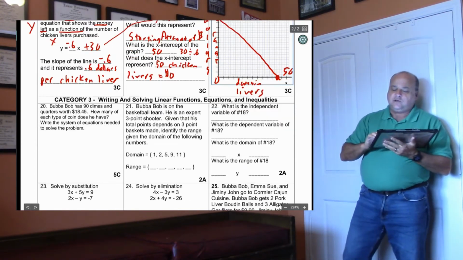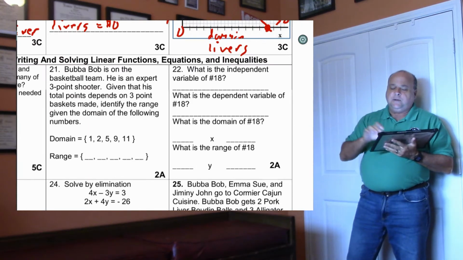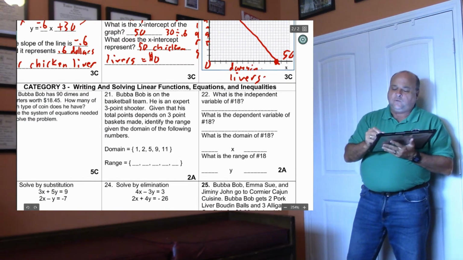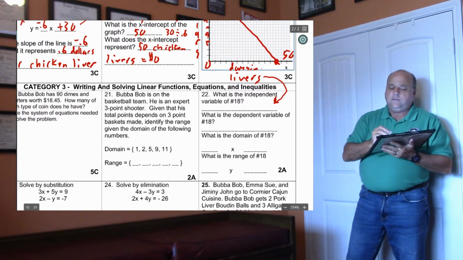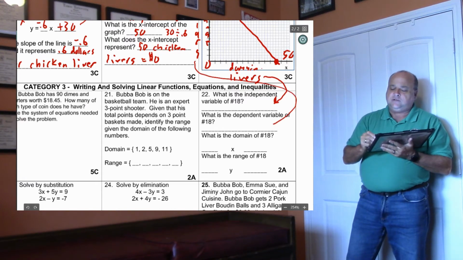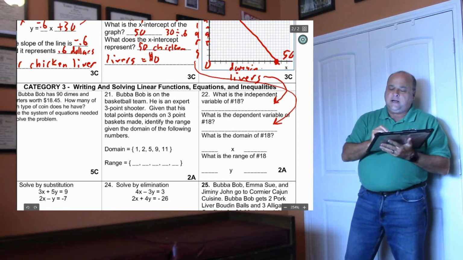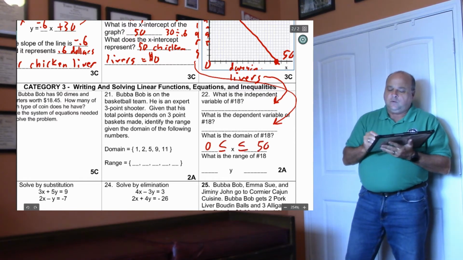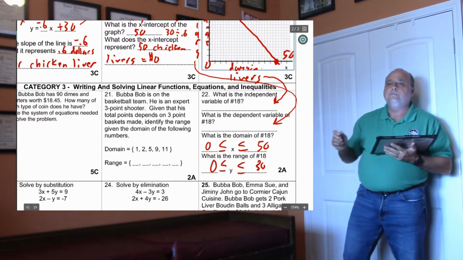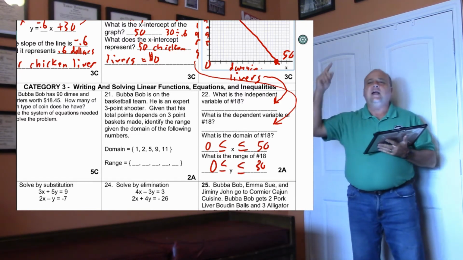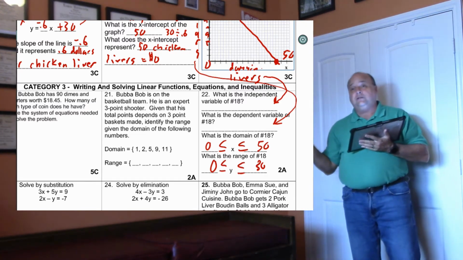Now then, let's go down to 22. The independent variable is this word right here, the chicken livers. The dependent variable is this word. And then your domain is from 0 to 50, and you put less than or equals. And your range is from 0 to 30, and you put less than or equals, right? Piece of cake. Y'all should have that down. You shouldn't even have to watch the video.